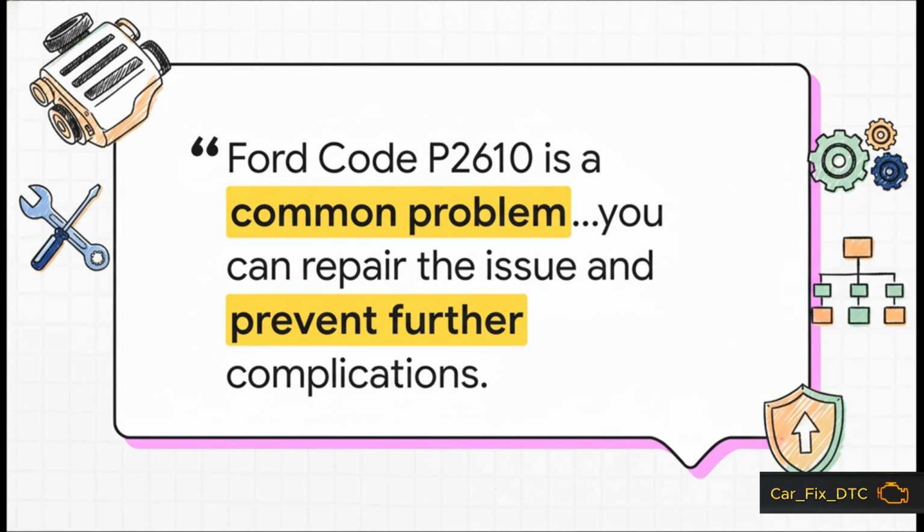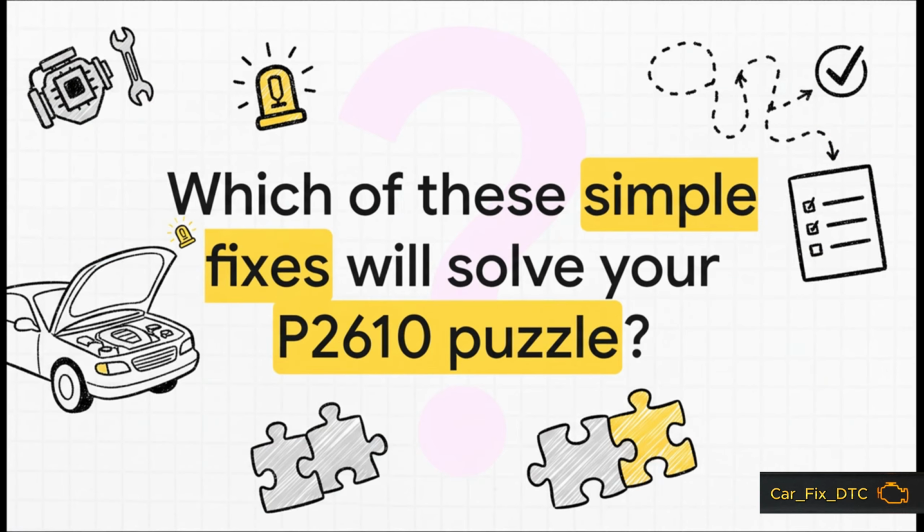And this really is the key takeaway. P2610, it's a common code, for sure, but it's totally manageable. By following these steps, you're not just fixing the problem you have today, you're also preventing bigger, more serious issues from popping up down the road. It's all about being proactive. So, there you have it, a complete guide to figuring out and fixing Ford code P2610. You've got the roadmap, you've got the checklist. The only question left is, which one of these potential solutions is going to be the key that solves your P2610 puzzle and finally turns off that light?